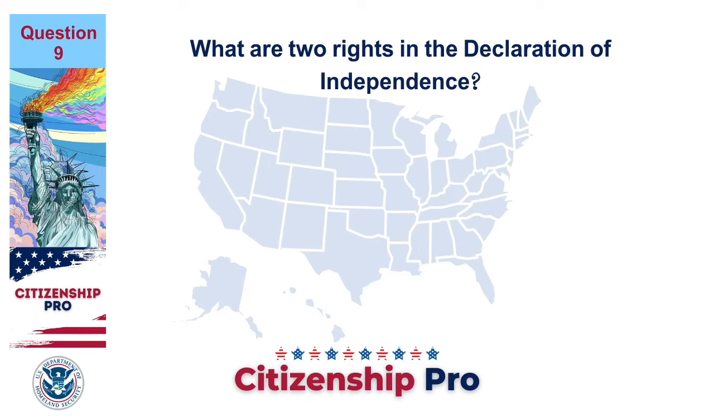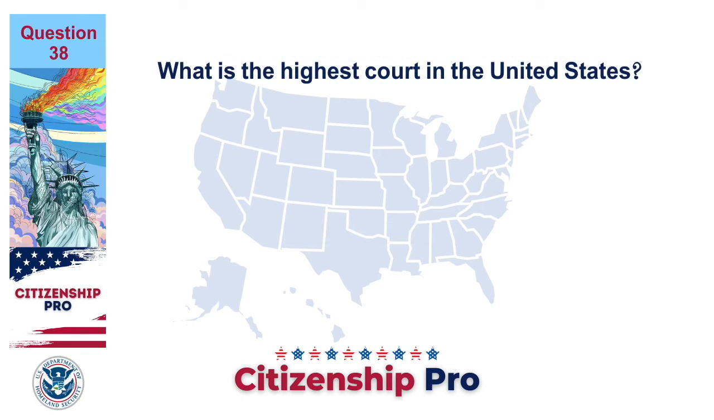What are two rights in the Declaration of Independence? Life, liberty. What is the highest court in the United States? The Supreme Court.